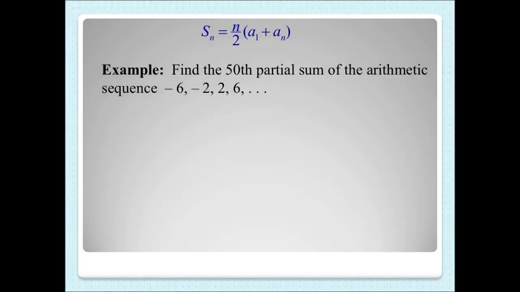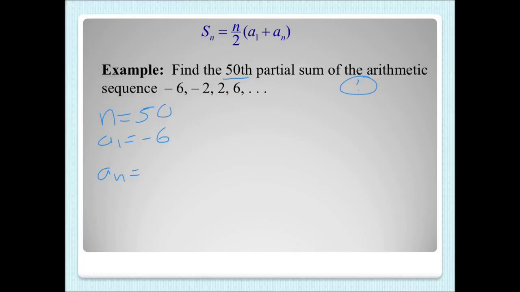For this example, we're not going to be given all the information that we need. So to begin with, n is going to be how many terms we have, and we're trying to find the 50th partial sum, which means we're going to have 50 terms. a sub 1 is equal to negative 6, and a sub n is equal to the 50th term, which we don't know.